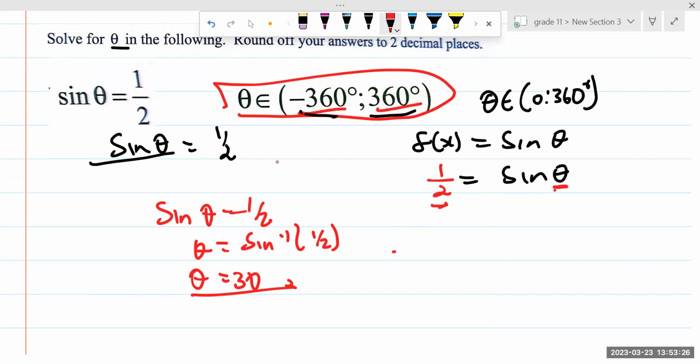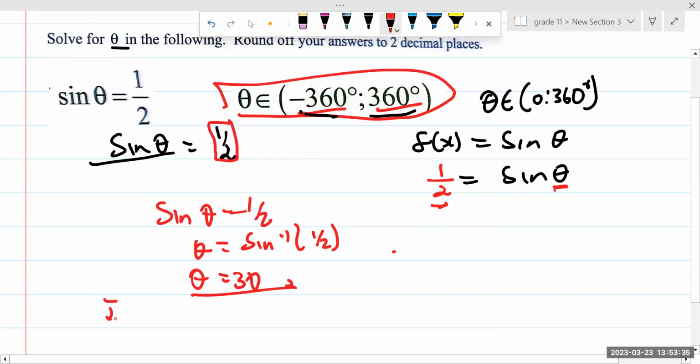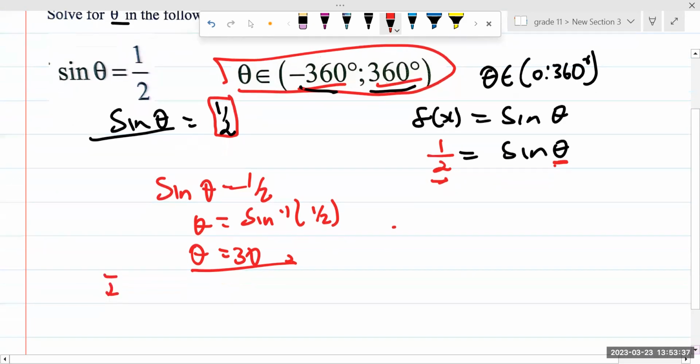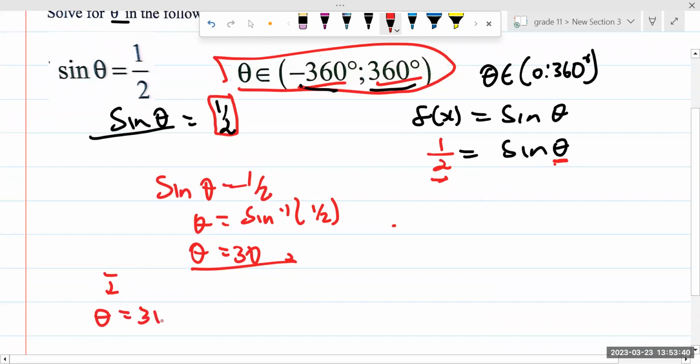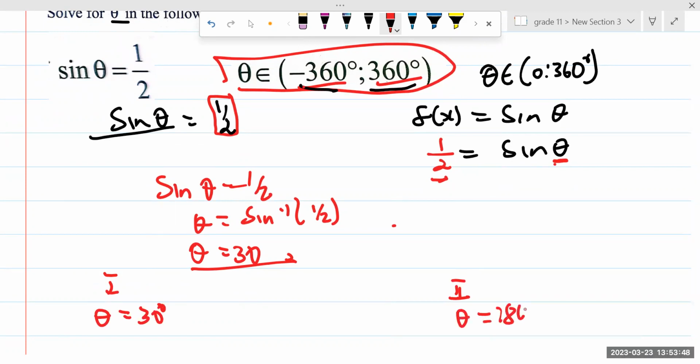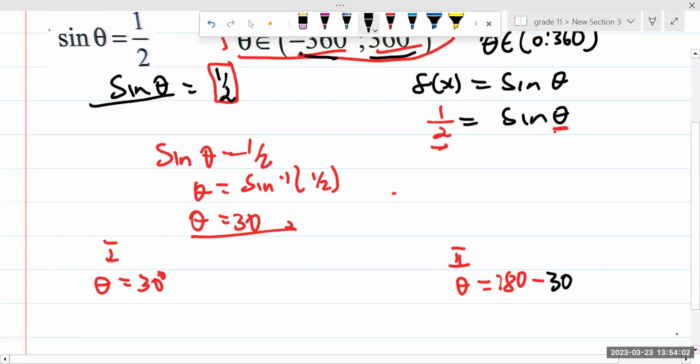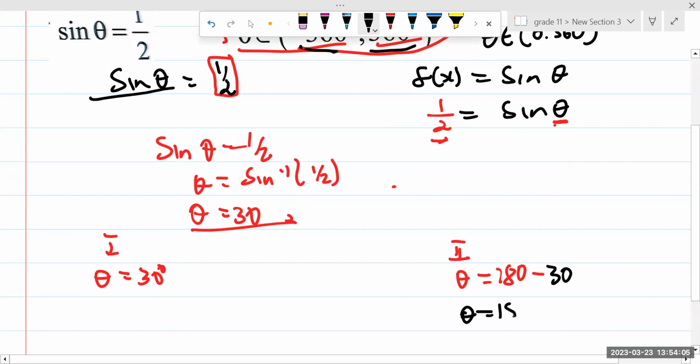No, we know. Because sine is not only positive in the first quadrant, it's also positive in the second quadrant. According to the first quadrant, we know theta is equal to 30; we accept that one. But there's also another value which is going to give us half, which is given by 180 degrees minus 30, which is our reference angle again. So if you subtract 30 here, the other value which is going to give you half is 150.